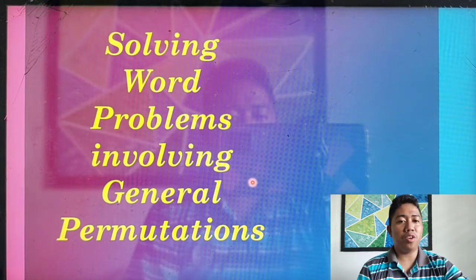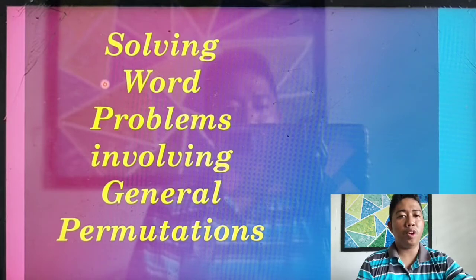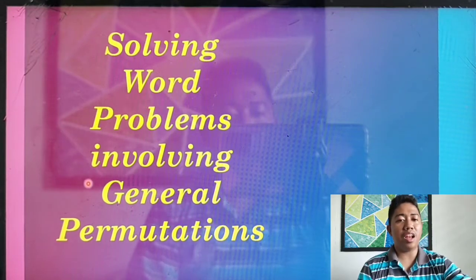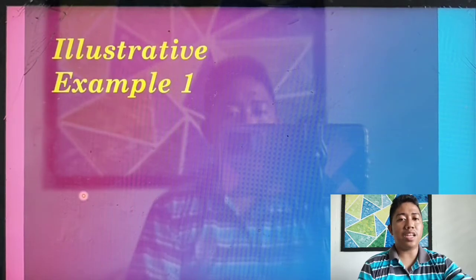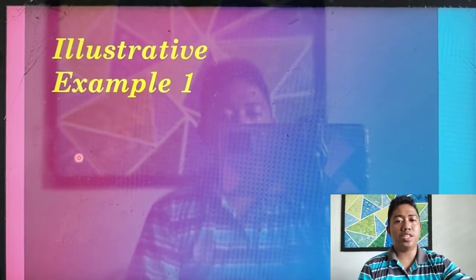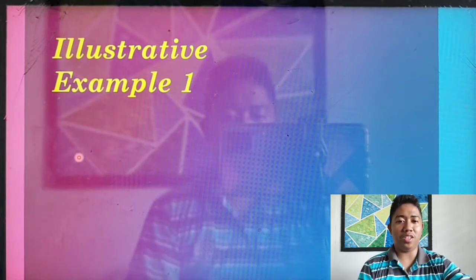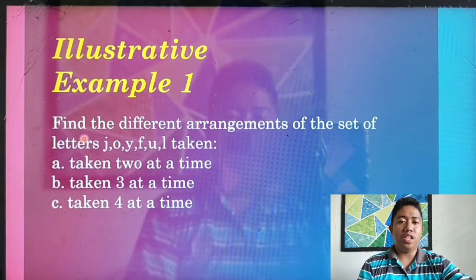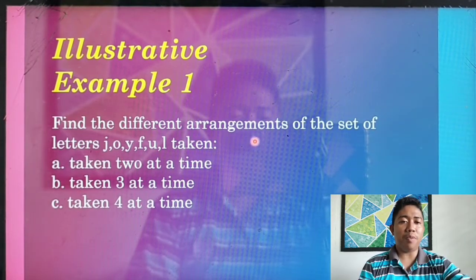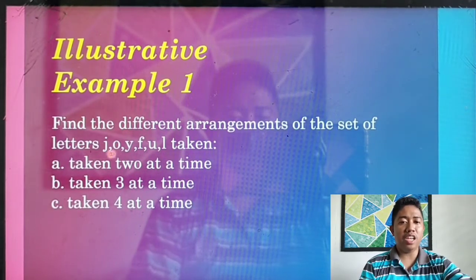So my dear friends, students and viewers, today let us discuss how you will be able to solve word problems which involve general permutations. With that, let us discuss some illustrative examples. Let us start with our first illustrative example. How will you find the different arrangements of the set of letters in the word JOYFUL?